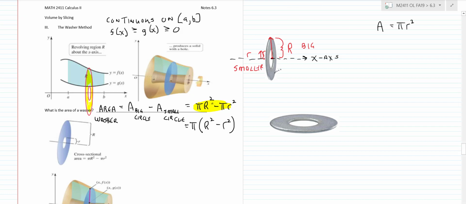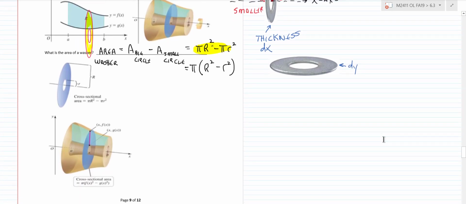So the other thing is the thickness of this. That's where you get into the differential. That thickness is dx, because the washers are going this way. If the washers were going this way, then that thickness would be dy, like that, okay? So we'll look at the differences between rotating around the x and y axis. Okay, so that kind of shows you that.